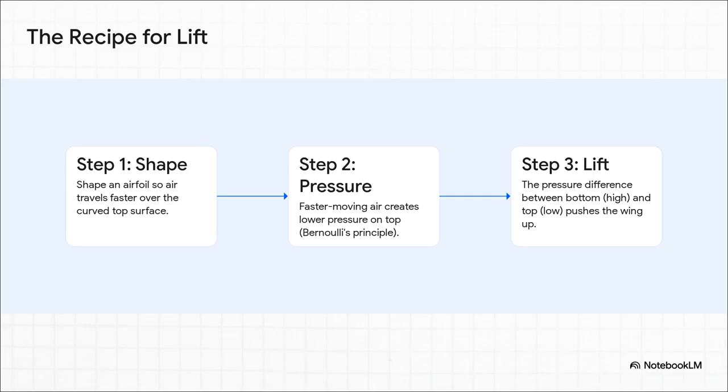It's genius, really. It's shaped specifically to make the air going over the curved top have to travel a longer path, and therefore travel faster than the air taking the shortcut along the flatter bottom. And a rule in physics called Bernoulli's principle says that faster-moving air has lower pressure. So now you have high pressure underneath the wing, low pressure on top of it, and that difference creates a net upward push. That's lift.